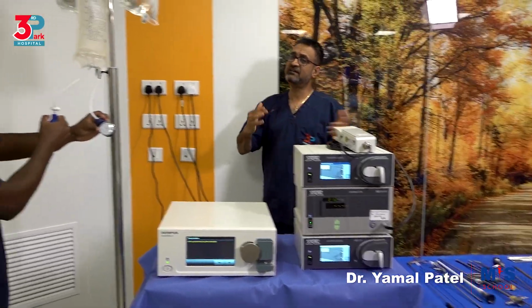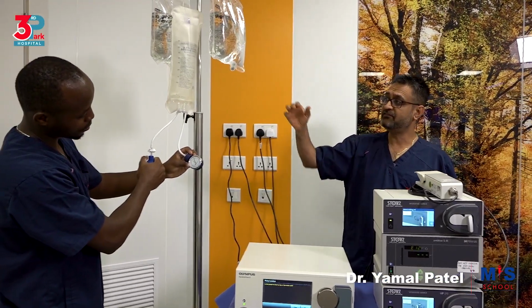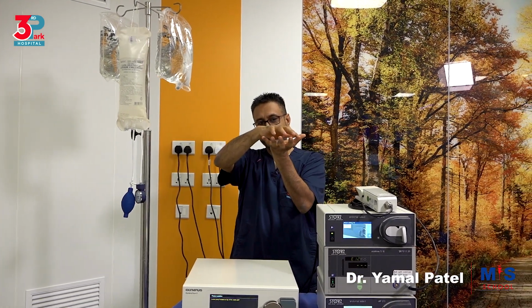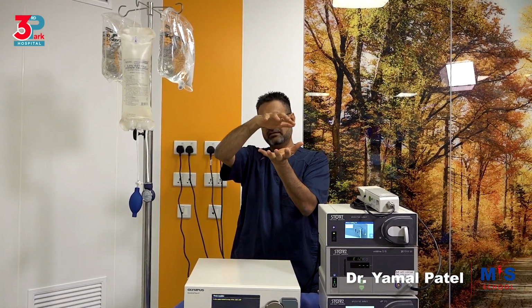Now let's see the difference between these three. The difference between these three is, number one, if you do gravity, you're going to have variable pressure and variable flow, which means you're just letting it go by pressure, and depending on the pathology, the uterus, the flow inside will change, and the pressure also will change because it's just relying on gravity.